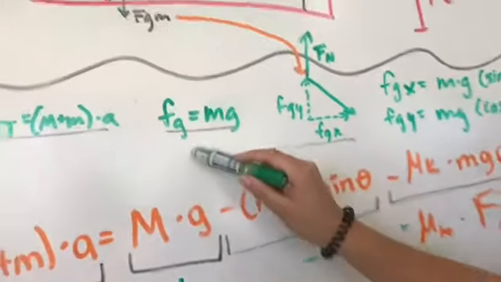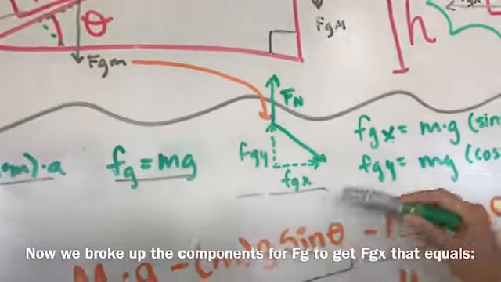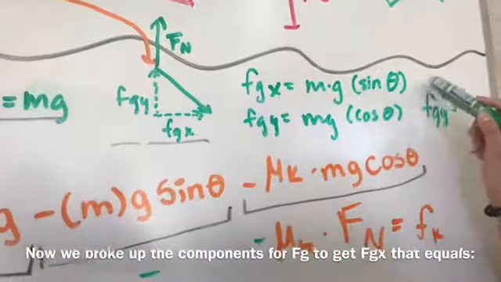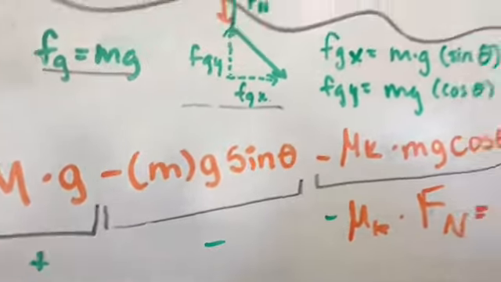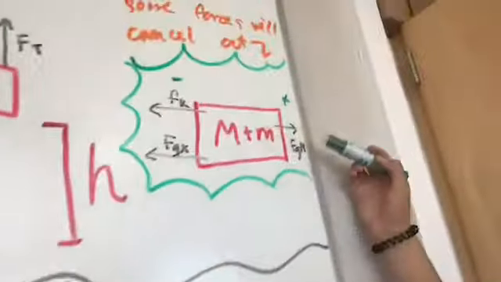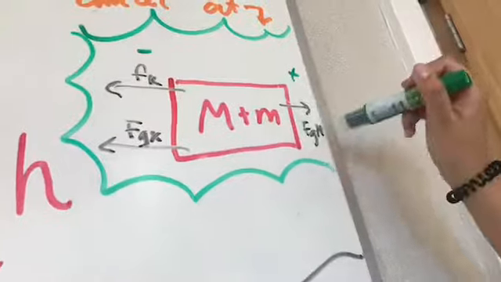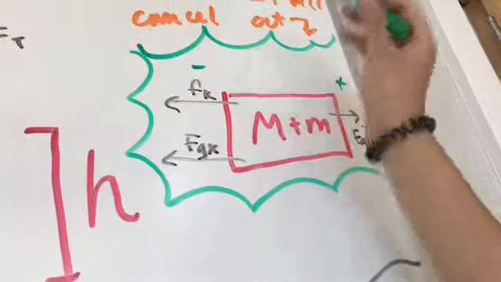Now we broke up the components for Fg to get Fg of x, which equals M times g sine of theta, and it will be negative. This is positive because previously we decided that this direction is going to be the positive direction and this will be the negative direction.